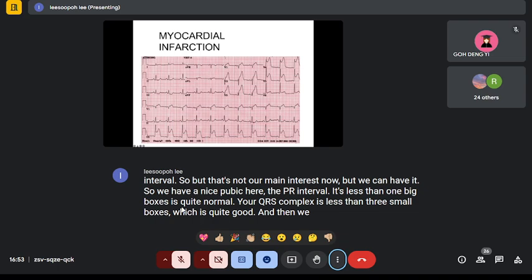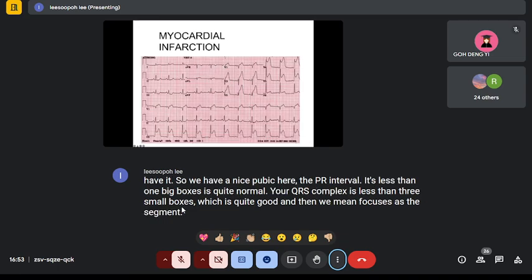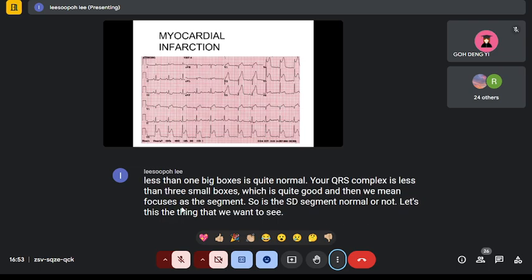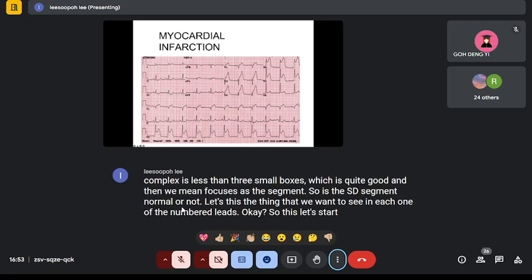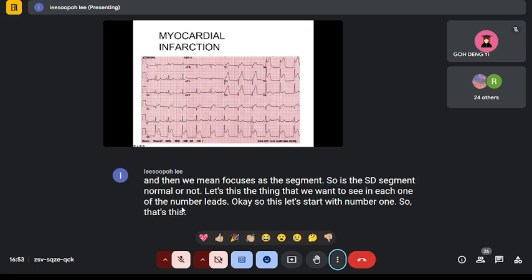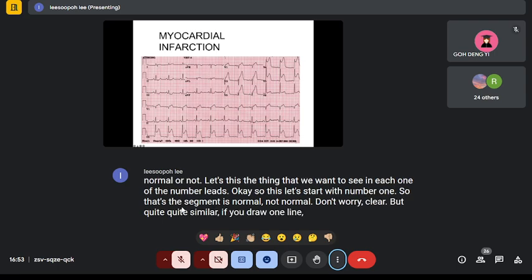And then the main focus is the ST segment. Is the ST segment normal or not? This is the thing that we want to see in each one of the numbered leads. Okay, so let's start with number 1. Is the ST segment normal or not normal? Not very clear, but quite similar if you draw one line here, right?